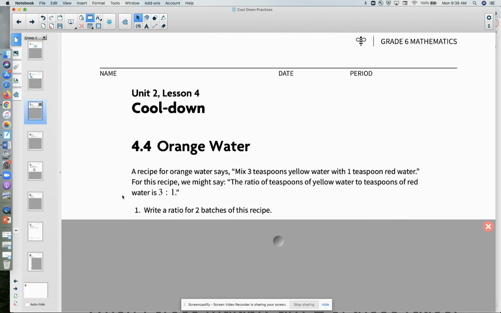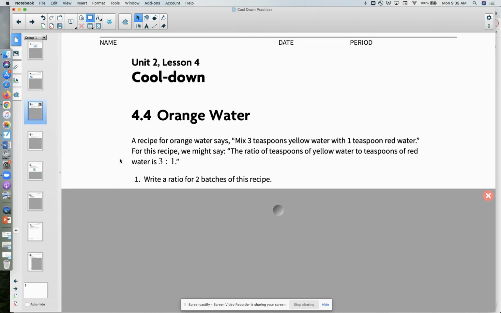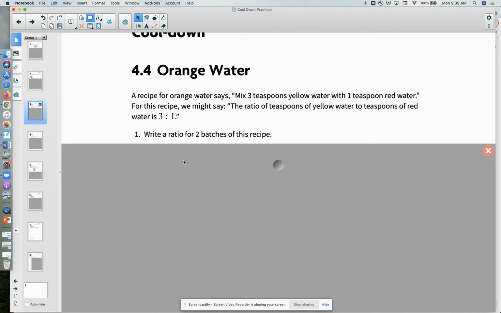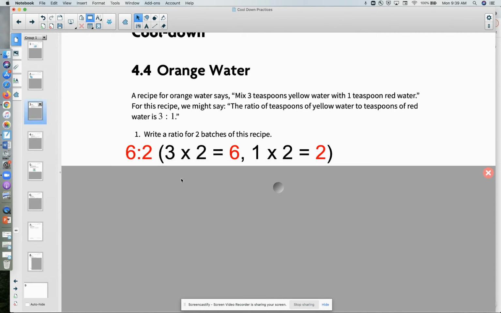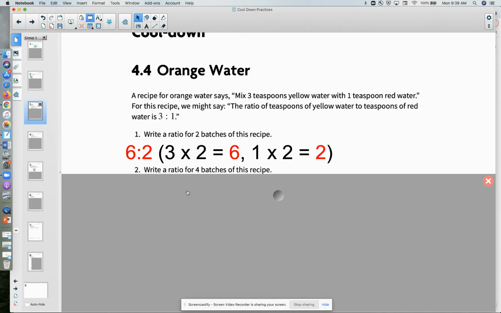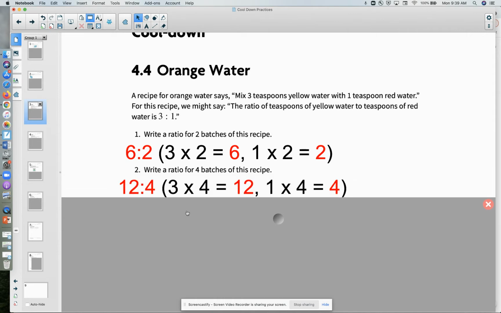A recipe for orange water says mix 3 teaspoons yellow water with 1 teaspoon red water. For this recipe, 3 to 1. So that's for one batch. How would you write it for 2 batches? Okay, 3 times 2 is 6. 1 times 2 is 2. How about four batches? Pause the video. 12 to 4.